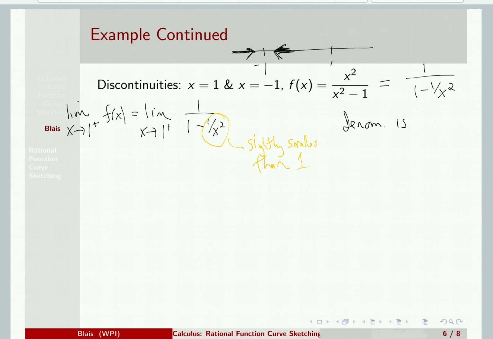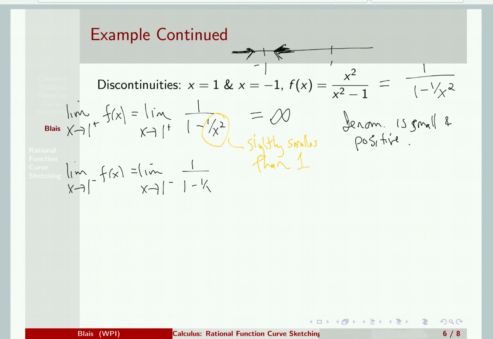So the denominator is small and positive, which means that this limit will be infinite. Similarly, if we come at this as x approaches 1 from the left of f of x, this is the limit as x approaches 1 from the left of 1 over 1 minus 1 over x squared.